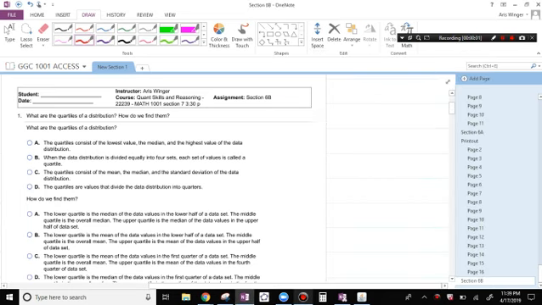All right, we're working on quartiles, and so let's get to it. What are the quartiles of a distribution? How do you find them? The quartiles divide the distribution into quarters.